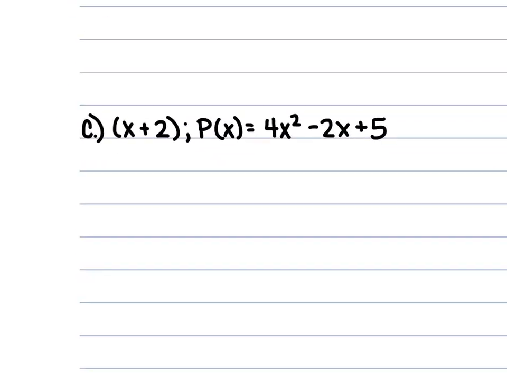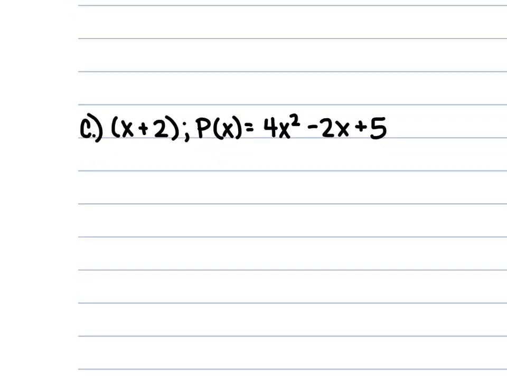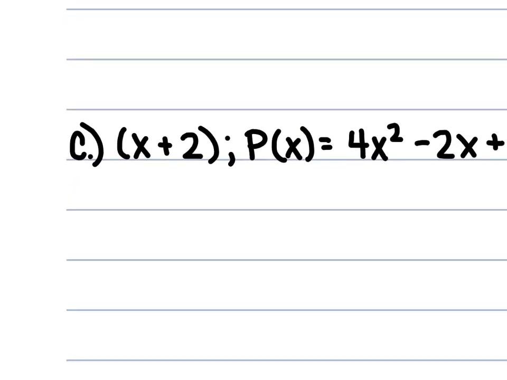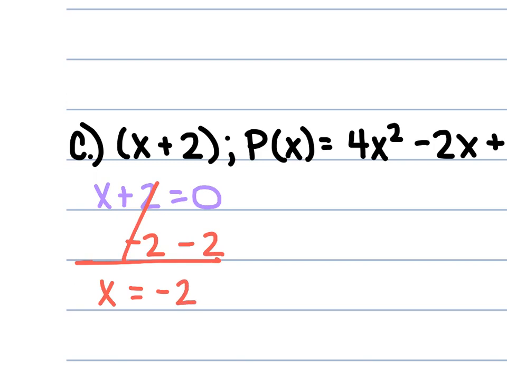And if we look at example C, we have x plus 2, and p of x is equal to 4x squared minus 2x plus 5. So again, we're going to take that x plus 2, set it equal to 0, solve for x by subtracting the 2 on both sides. We get that x is equal to negative 2. So the negative 2 goes in our box.